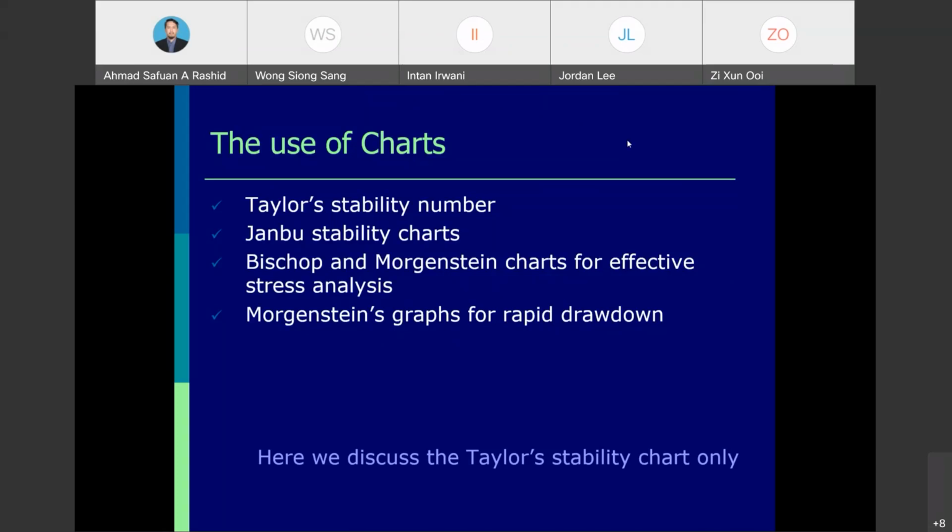There are several charts that have been developed by several previous researchers. For example, the Taylor stability number, the Janbu stability chart, and then we have the Bishop and Morgenstern chart for effective stress analysis, and the last one that I refer to is the Morgenstern graph for rapid drawdown. However, we only discuss the Taylor stability chart for this course.